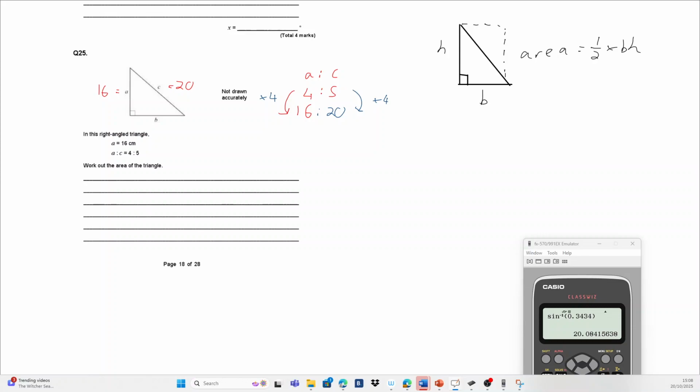So what you need to do is find the base here, because you've got to do the base times the height and half it. You don't need the diagonal length to find the area of a triangle, but you've got to recognise that you've got to use Pythagoras here.